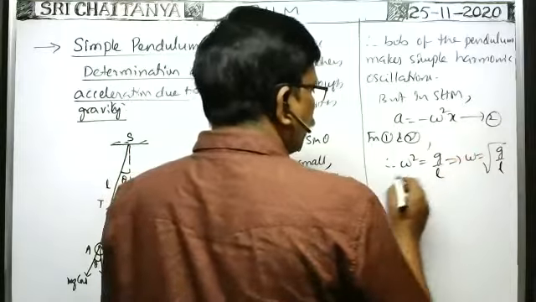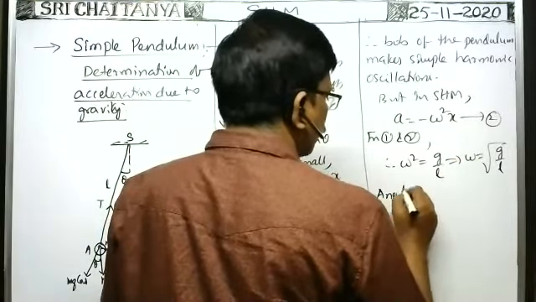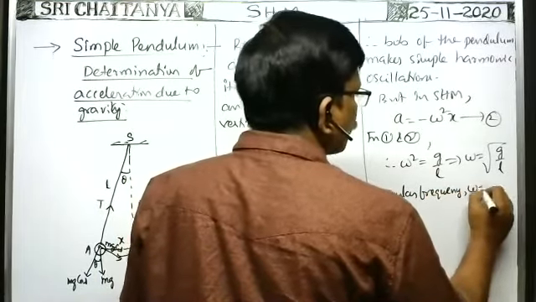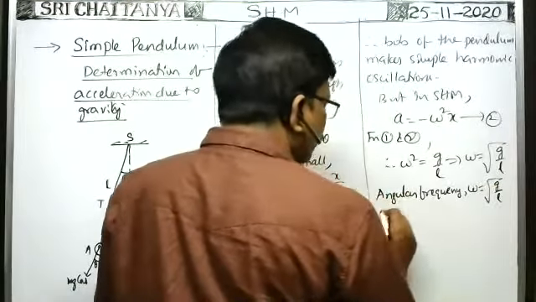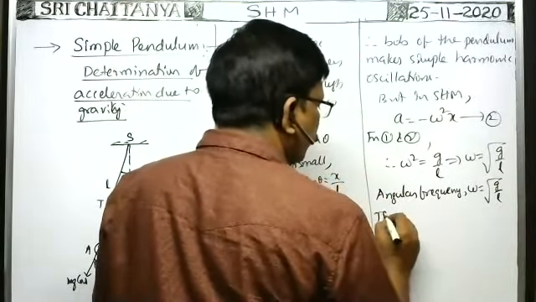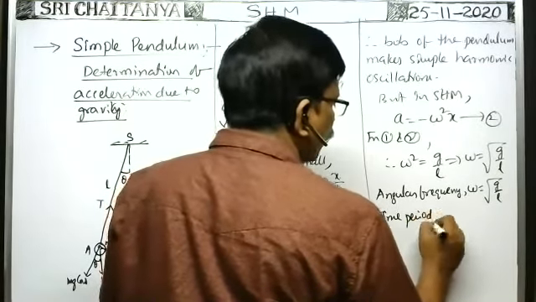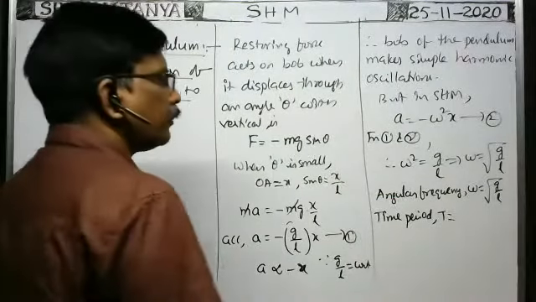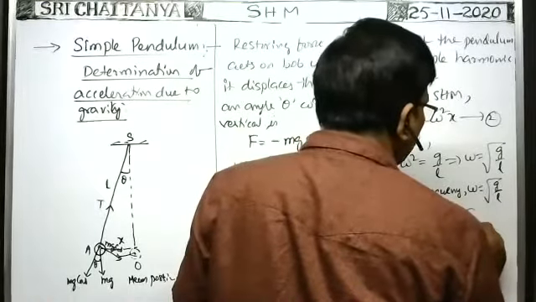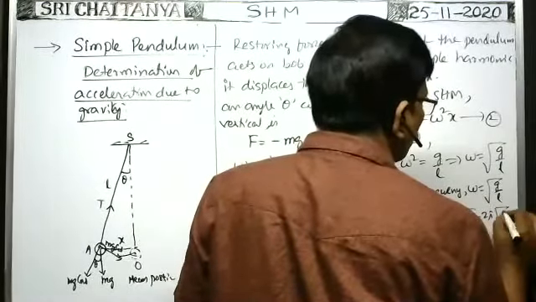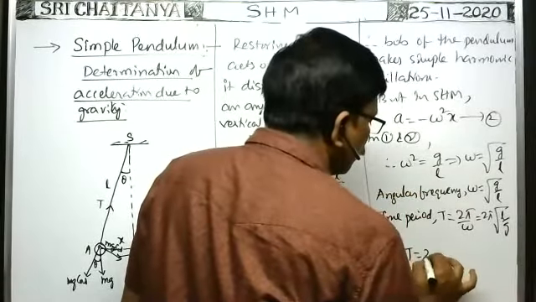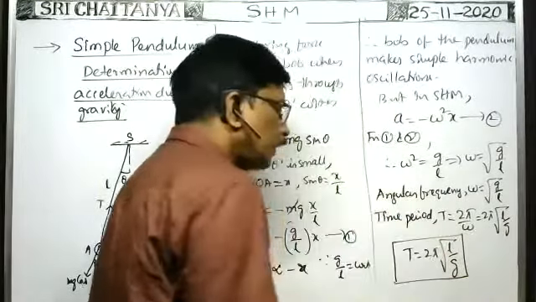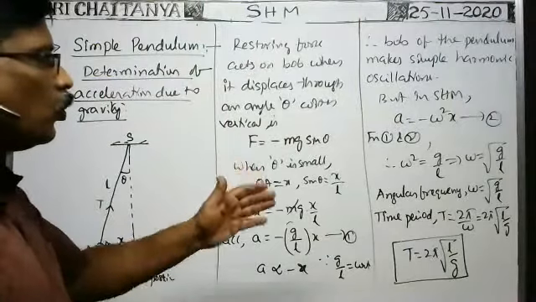Angular frequency of the simple pendulum, omega, is equal to root g by l. If T is the time period of the simple pendulum, time period means the time taken by the bob of the pendulum to complete one oscillation. Time period is equal to 2 pi by omega, which means 2 pi into root l by g. Therefore, the time period of the simple pendulum is equal to 2 pi root l by g.